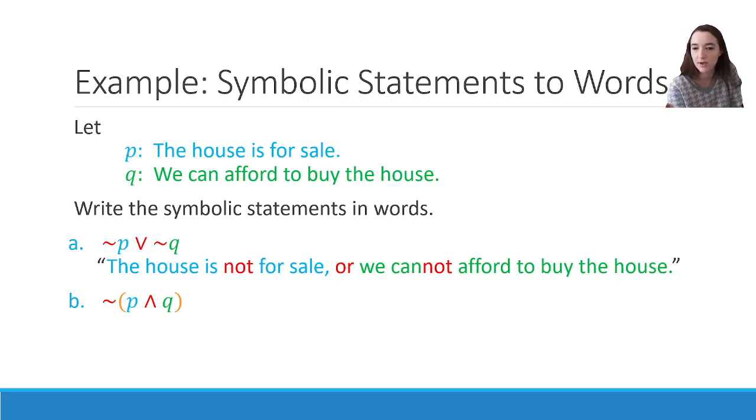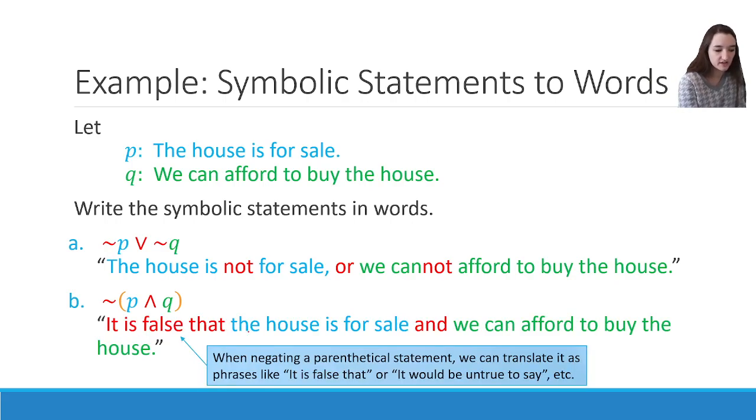Everything I'm about to say, I'm actually saying the opposite of it. It's wrong. It's the opposite truth value. So we get here, it is false that the house is for sale and we can afford to buy the house. So this is a way of sort of parenthesizing this whole statement and negating it. There are multiple ways we can say this again in English, but that's kind of the easiest one.